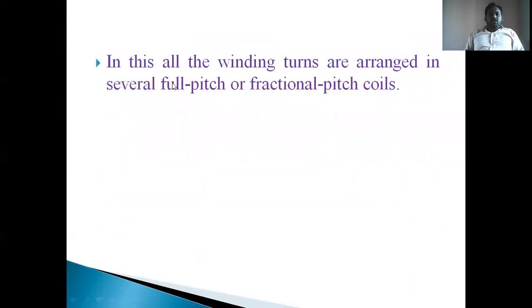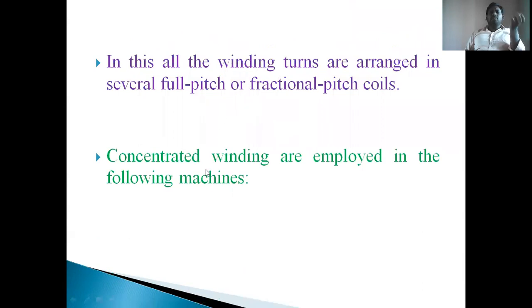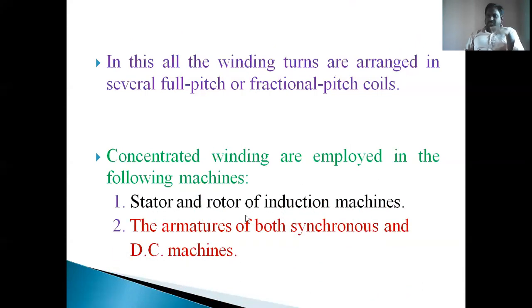In this, all winding turns are arranged in several full pitched or fractional pitched coils. What is a full pitched coil? What is a fractional pitched coil? We discussed that in the last double layer windings. And in which type of machines are distributed windings employed? Simply the armature windings of salient pole machines and DC machines, and also induction machines: the stator and rotor of induction machines and the armature of both synchronous and DC machines.